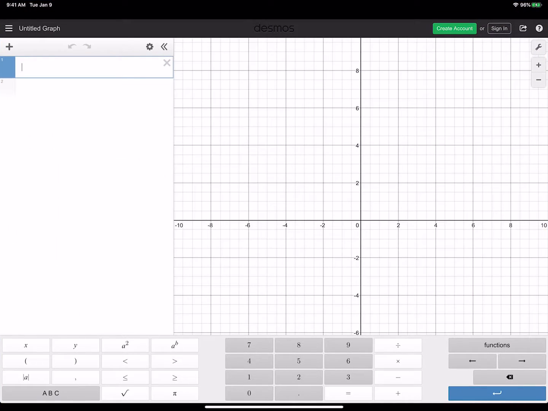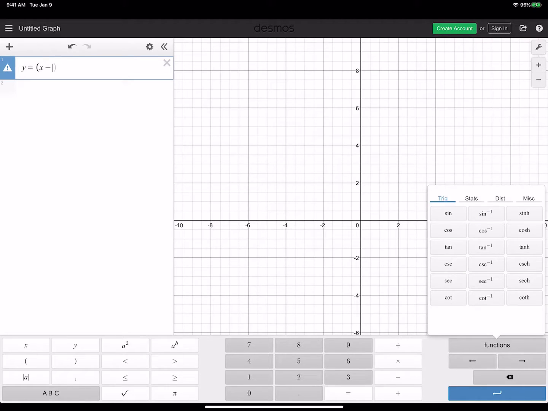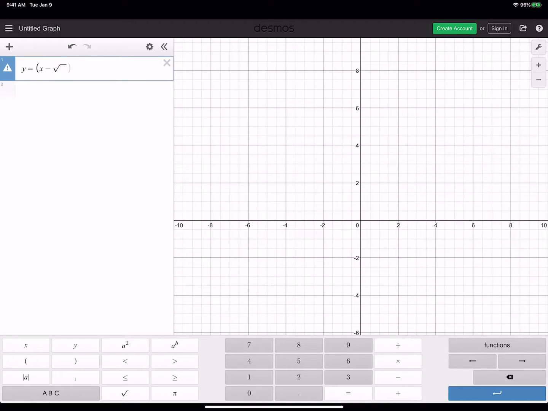This is kind of my favorite app for graphing. So we have y equals, what was the function again? X minus the square root of x. Is that right? Yeah. And let's find our functions. Oh, I don't see our functions there. Do you guys see a square root? Oh, here we go. It's over here. Square root of what? X.